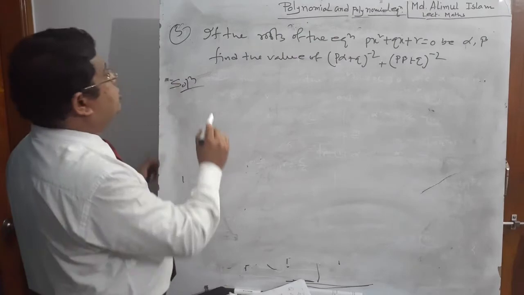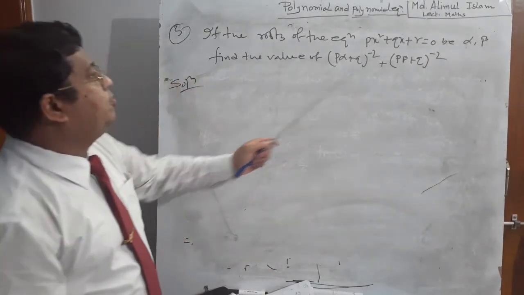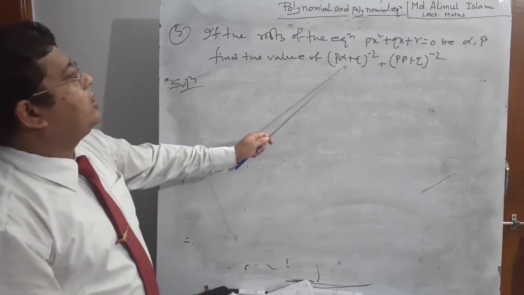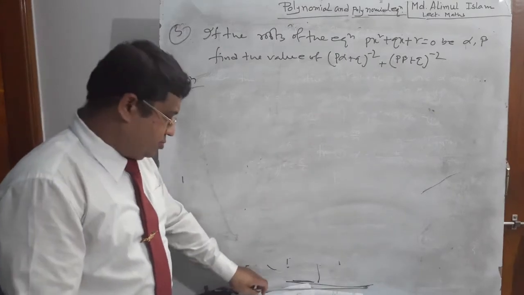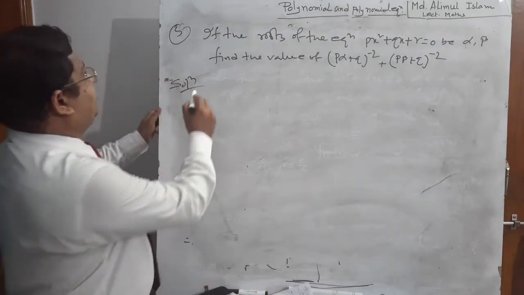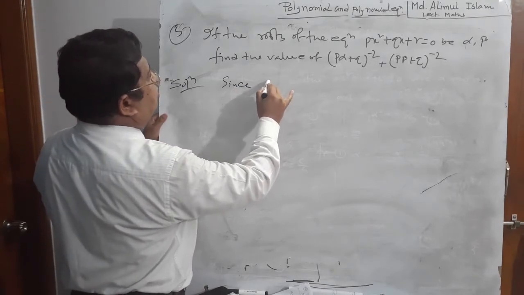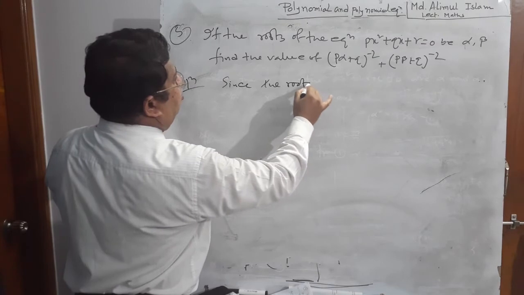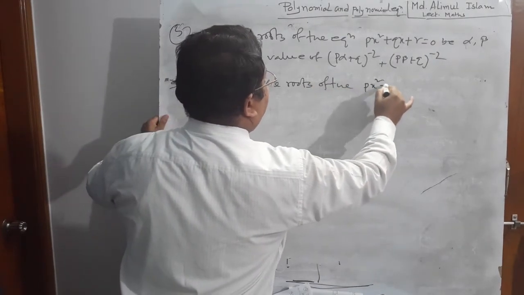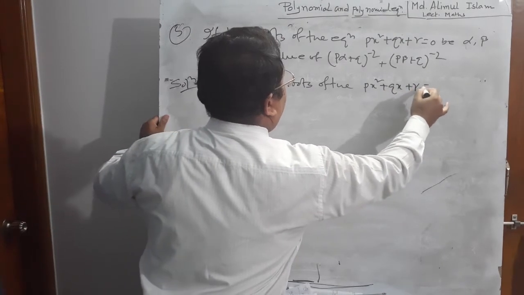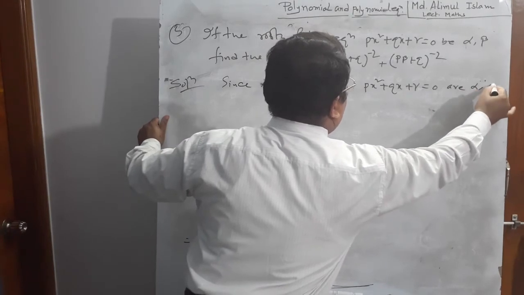If the roots of the equation px² + qx + r = 0 are alpha and beta, find the value of (pα + q)⁻² + (pβ + q)⁻². Since the roots of the equation are alpha and beta.